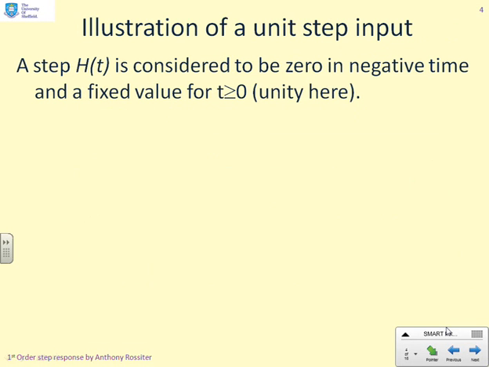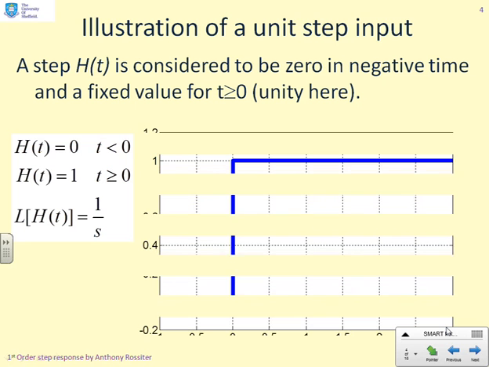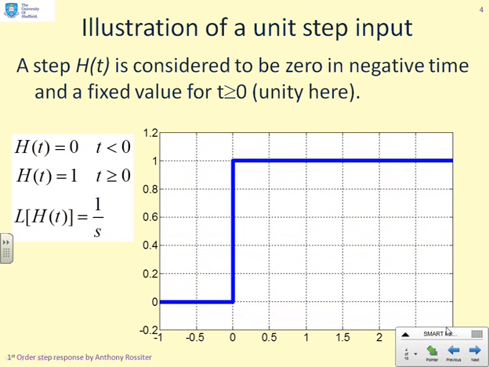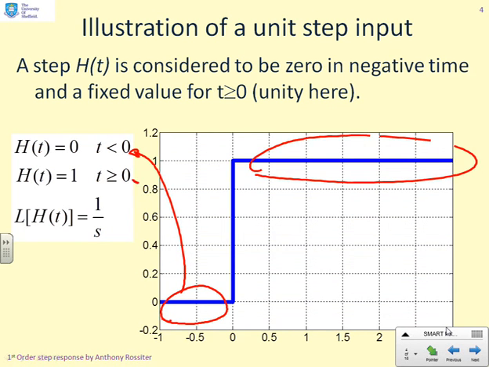So first you might want to see, well, what does a step actually look like? Well, a step is defined as being zero in negative time and having a fixed value in positive time, t greater than or equal to 0. A unit step has a value of 1 in positive time. So here we've plotted a unit step for you. What you can see is here in negative time, the value is 0, whereas in positive time, the value is 1.